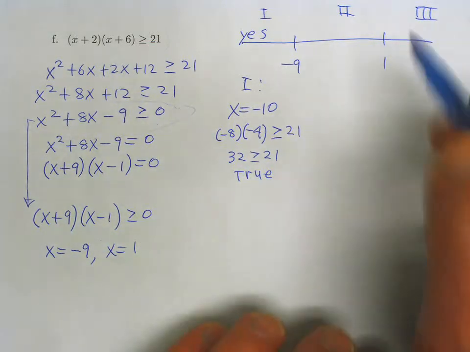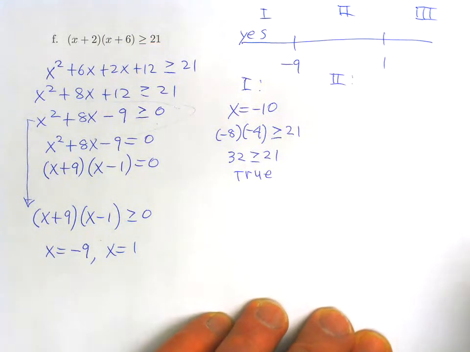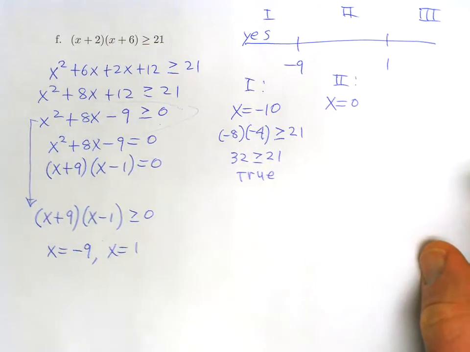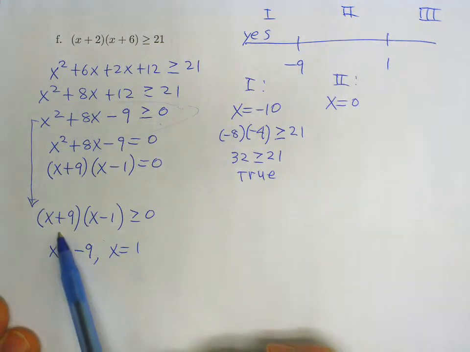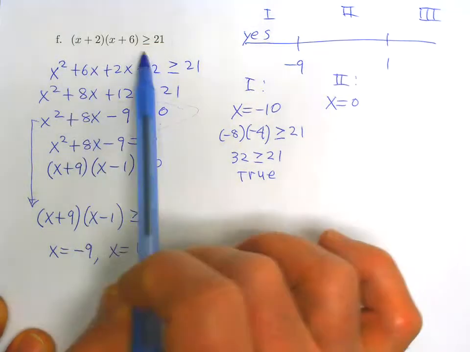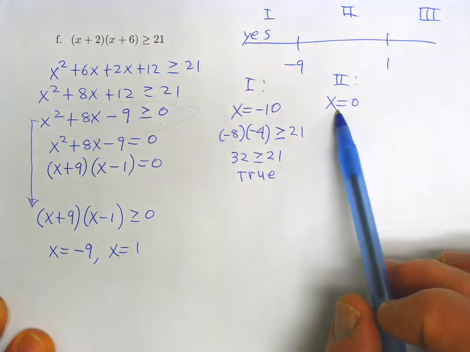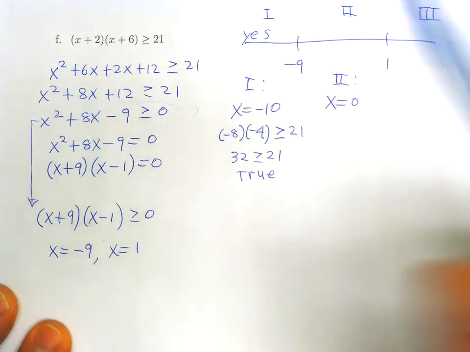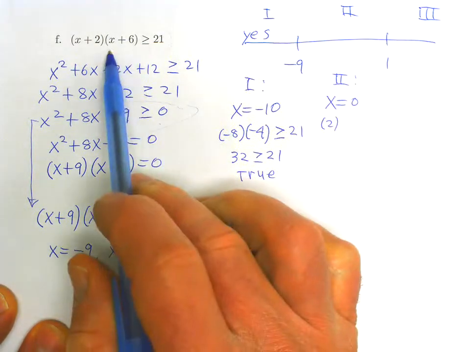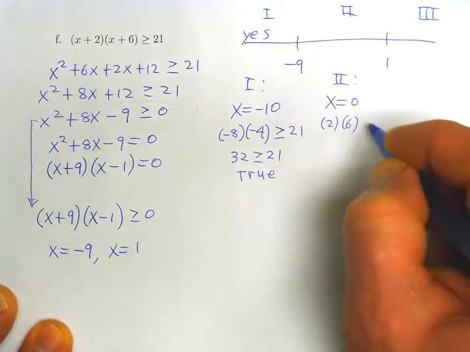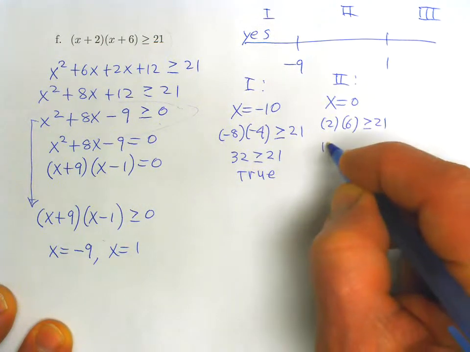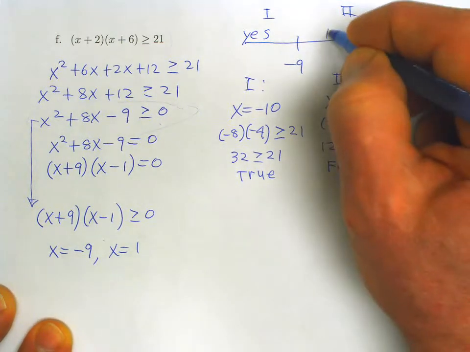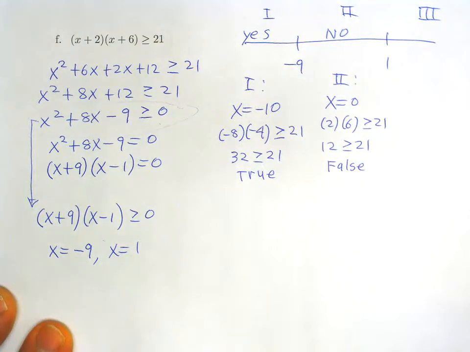In the second interval, 0 is in this interval, so let's pick x to be 0. Okay, use any one of the inequalities, even the original one. Okay, so let's use the original one again. Replace x with 0. 0 plus 2 is 2. 0 plus 6 is 6. So 2 times 6 greater than or equal to 21. 12 greater than or equal to 21. That's false. So none of the numbers in the middle interval are solutions.